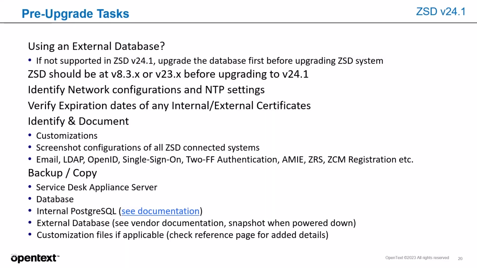So if you're using an external database and that database version is not supported in 24.1, upgrade the database first before doing the ZSD upgrade. ZSD should be at version 8.3x or 23x before going to 24.1. Identify network configurations and NTP settings. Verify expiration dates of any internal or external certificates. Make sure they're not coming close to expiration or something that may hang us up when we do the migration.